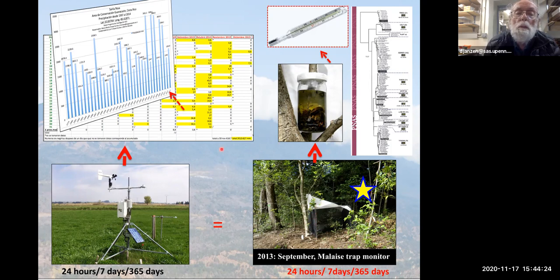So the results from a weather station are accumulations of rain data, which gives you a graph like that, right? How much rain has fallen per year for 20 years. The results from this gives you a barcode tree, which compares one insect with another insect with another insect. So it allows you to say who is what by their DNA.